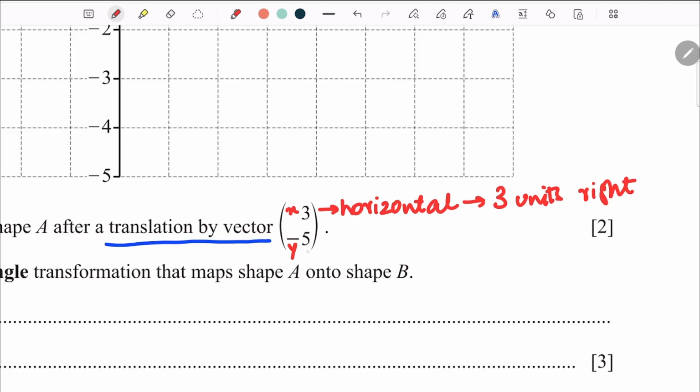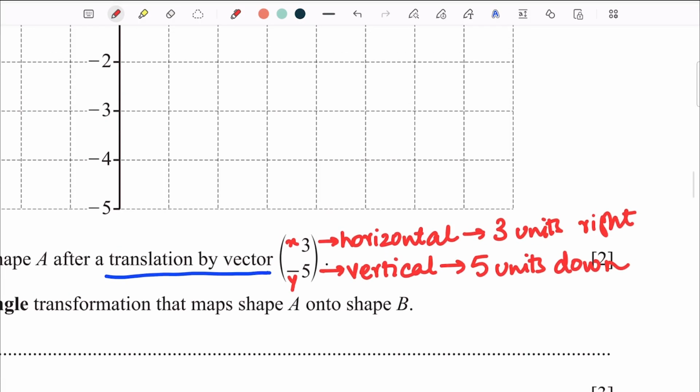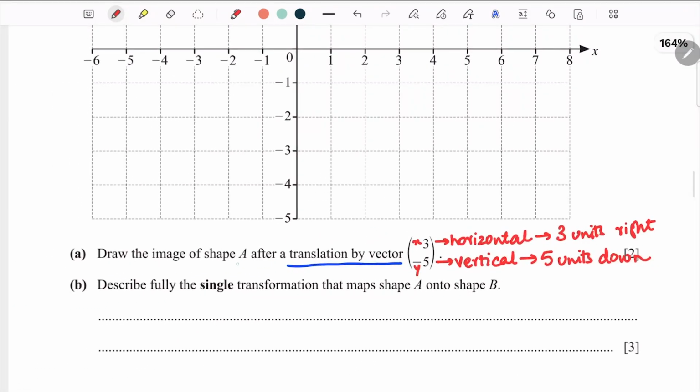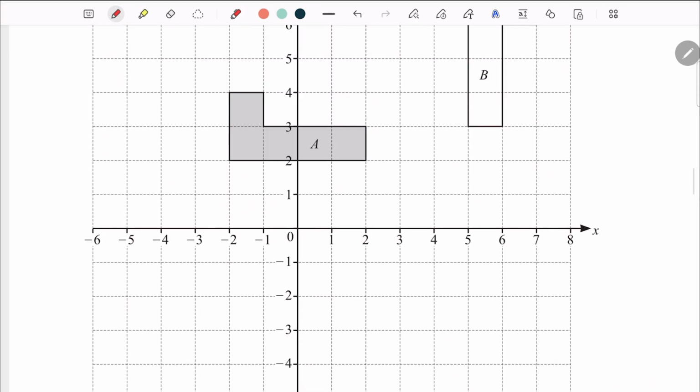Now -5 represents the value of y, which means it is a vertical translation. Because there is a minus sign with 5, it means that we'll move 5 units down. In horizontal, a positive sign means towards the right and negative means towards the left. And in vertical, negative means down and positive means up. So basically all the points of shape A will be moved 3 units right and 5 units down.